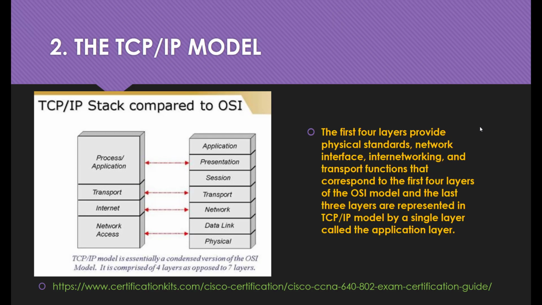So there's big similarity. And the last three layers are represented in the TCP/IP model by a single layer called the application layer. So that's the main difference: the last three layers, which are 5, 6, 7, which are session, presentation, and application, are now called the process or application layer in the TCP/IP model. And the first two, which are the physical and data link, are called network access. So they actually perform basically the same types of functions.